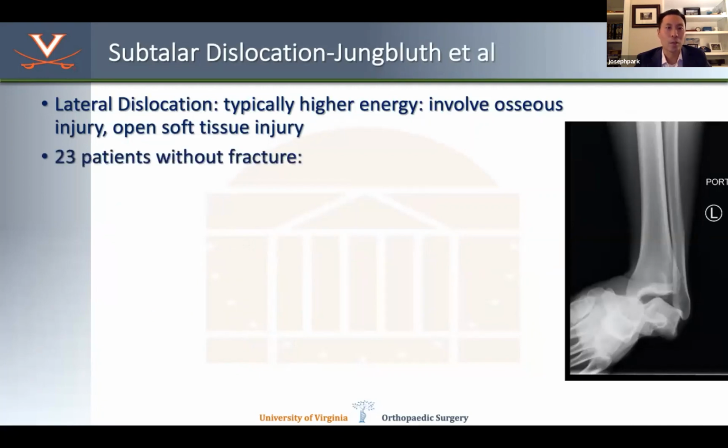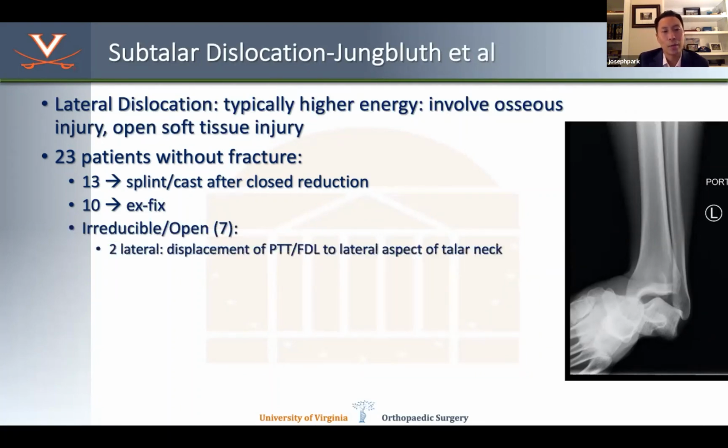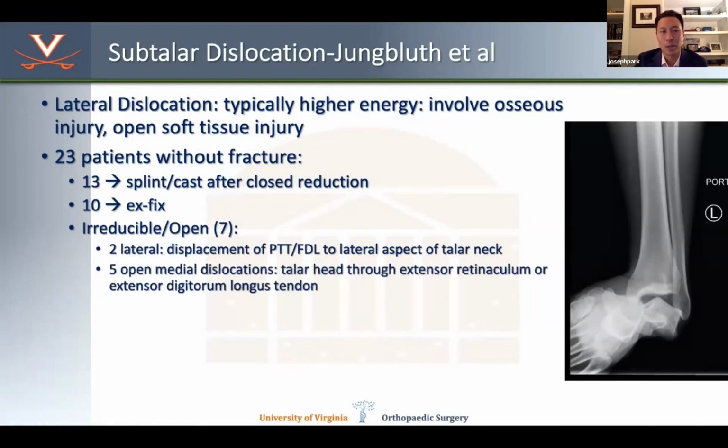23 patients were treated who did not have a fracture in this study by Jungbluth et al. 13 underwent splint and casting after closed reduction. 10 required an external fixator. There were 7 patients who were taken there because they were irreducible or an open injury. 2 lateral, so they had displacement of the posterior tib and FHL to the lateral aspect of the talar neck. And then 5 open medial dislocations.